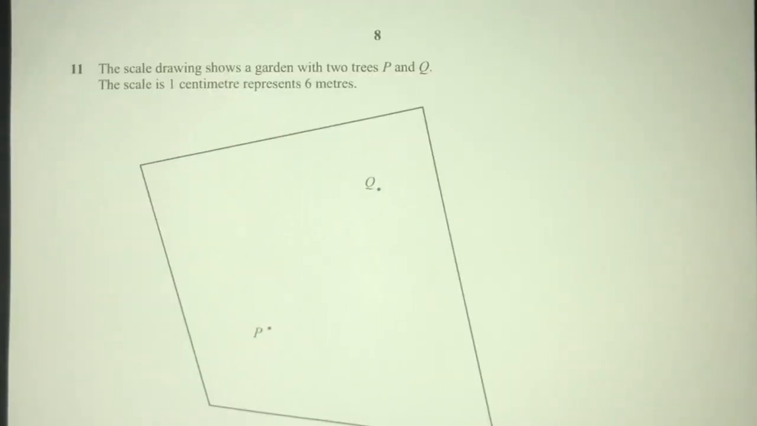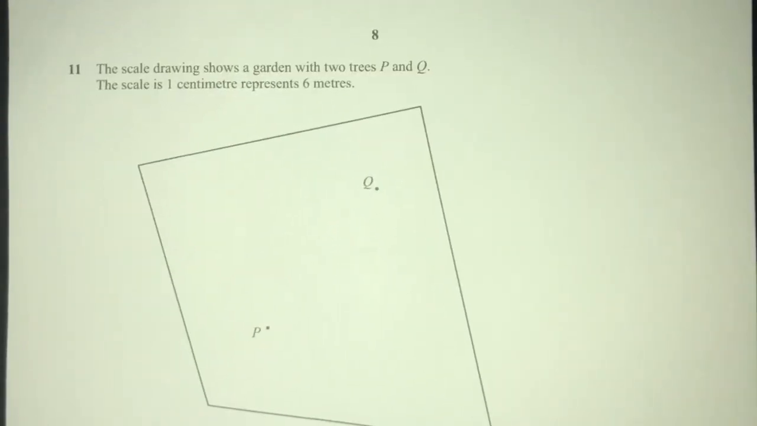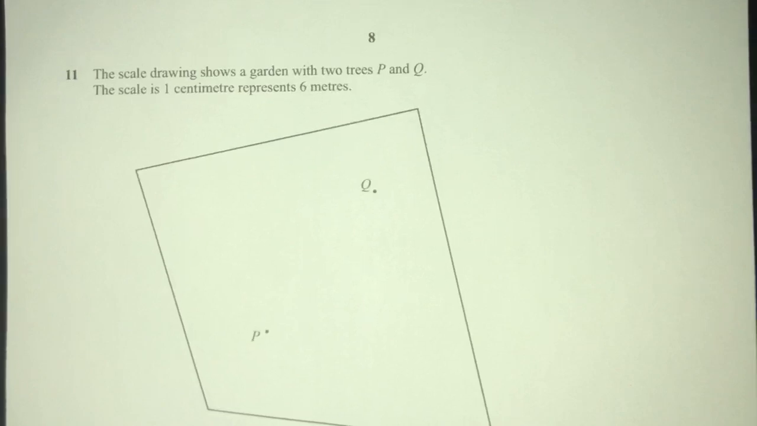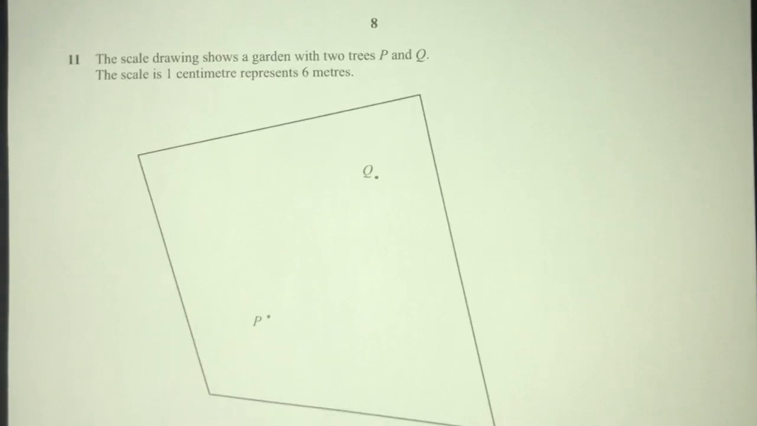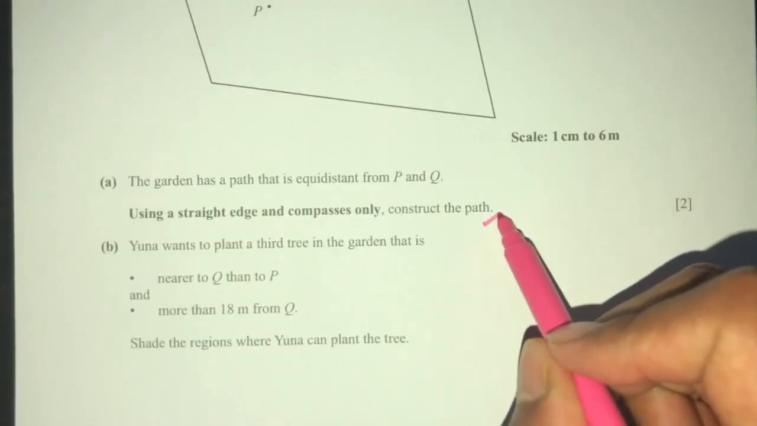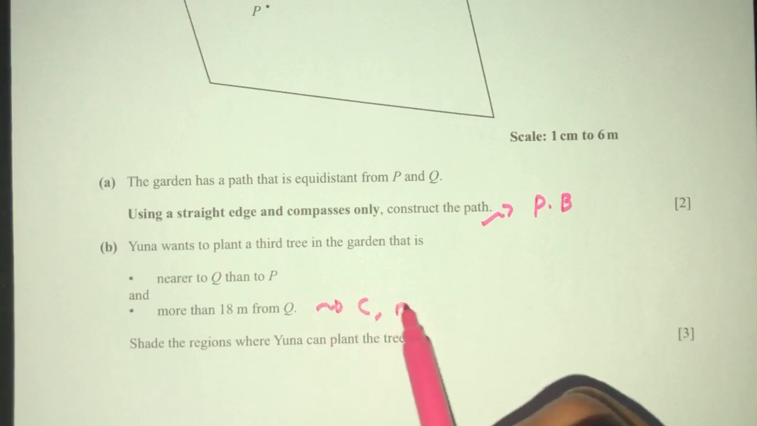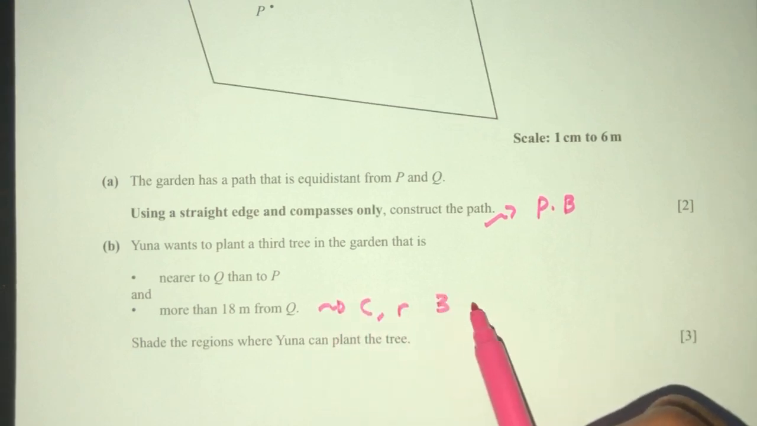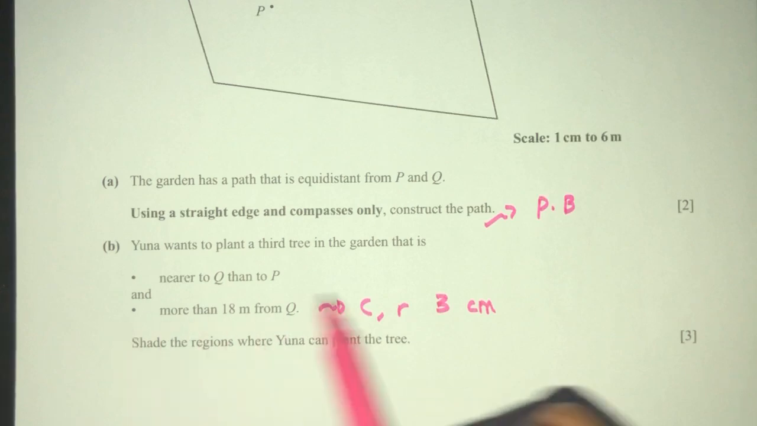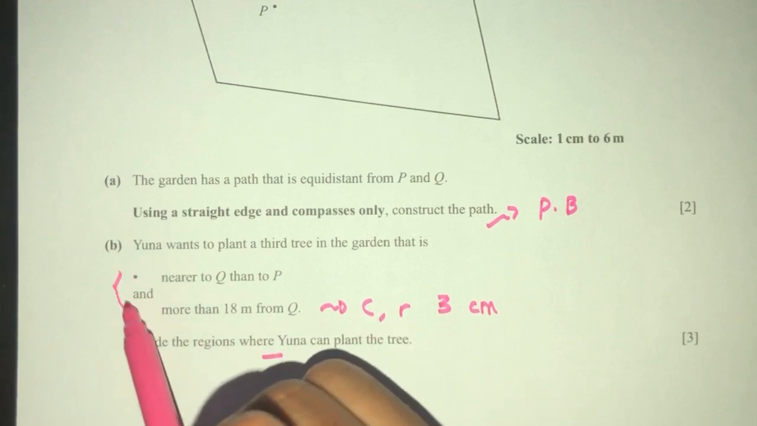Now let's move on to question number 11. In this question, it will be a locus question, and unfortunately I don't have my tools right now, so I cannot draw this for you guys. However, you should be able to do this. It's pretty easy. Here we have to draw a perpendicular bisector. Here we have to draw a circle, radius 3 centimeters, and we have to shade the region. Basically, we have to satisfy both conditions.